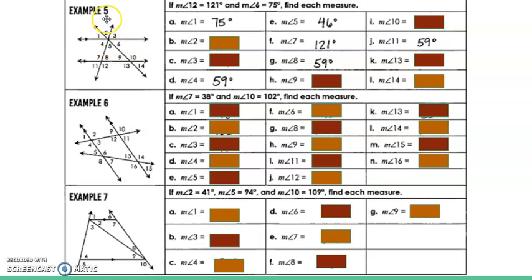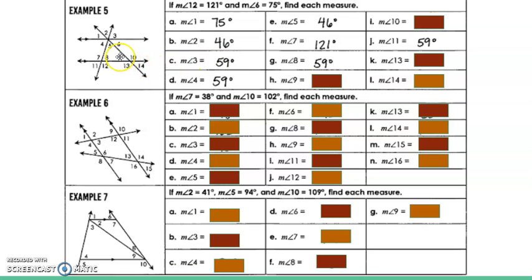Once we know 5, we can also easily figure out the measure of angle 2 because 5 and 2 are vertical angles. So that gives us that angle 2 is also 46 degrees. Since we know angle 4, 4 and 3 are vertical angles, which means that angle 3 is 59 degrees.